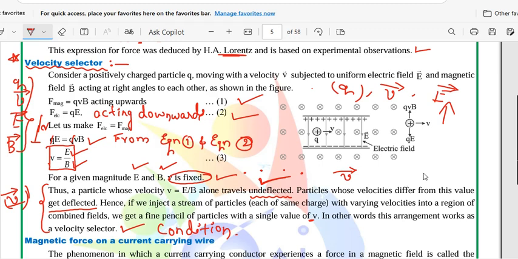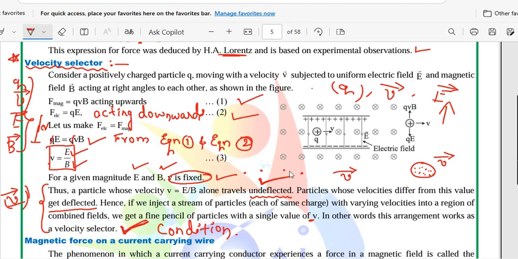If you consider a stream of particles with varying velocity, each and every particle having different velocities, into a region of combined fields, we get a pencil of particles with a single value of v. In other words, this arrangement works as a velocity selector. Why do all particles move with a single velocity? This happens because the arrangement works as a velocity selector.